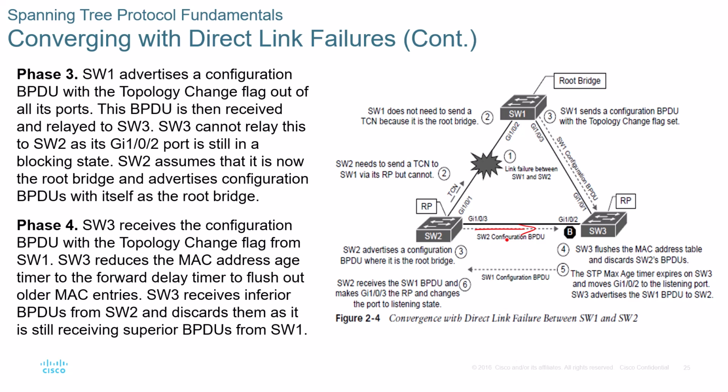Phase 4, switch 3 will receive the configuration from switch 1. And from there, it will recognize, oh, there's been a failure. The blocking state should be removed. Switch 3 will reduce the MAC address age timer to the forwarding delay timer to flush out all the MAC addresses. Switch 3 will receive inferior BPDUs from switch 2 and discard them as it's still receiving things from the actual root bridge, not the switch 2 that thinks it's the root bridge.